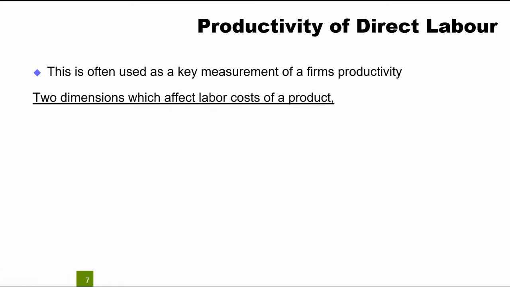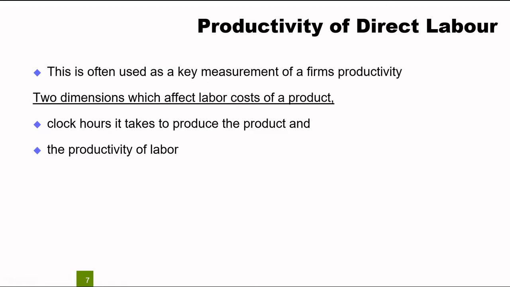Now two dimensions which affect labor cost of a product are, first, the number of minutes or hours it takes to produce the product, and the second is productivity of labor. If someone is salaried, you will see per hour how much they are making. If a person is on piece rate basis, you don't bother to see how much they are producing in 1 hour, because they know that if they produce more, they will be paid more. Someone who is salaried knows that whether they make 99 or 101 pieces, they'll get the same salary. So why would they want to make 101 pieces? They'll just make 99 or maybe 98.